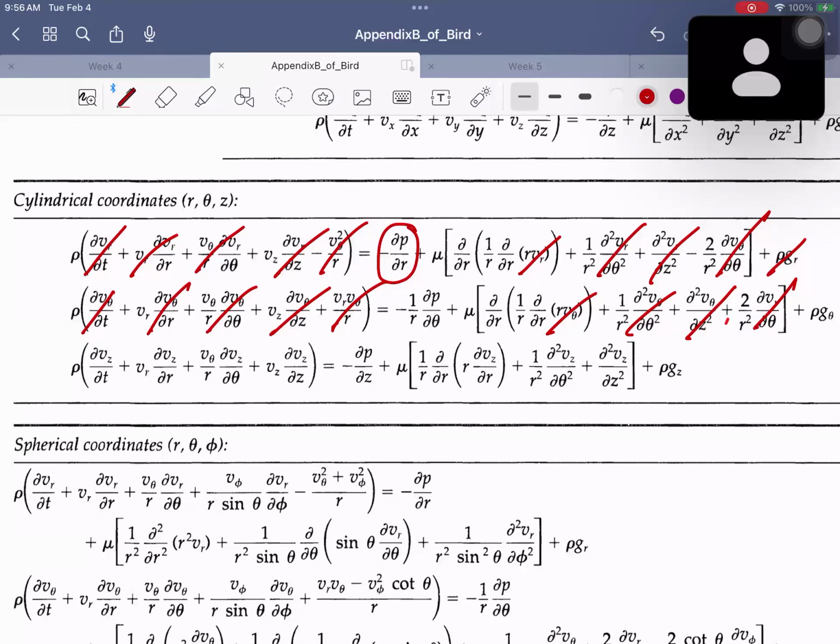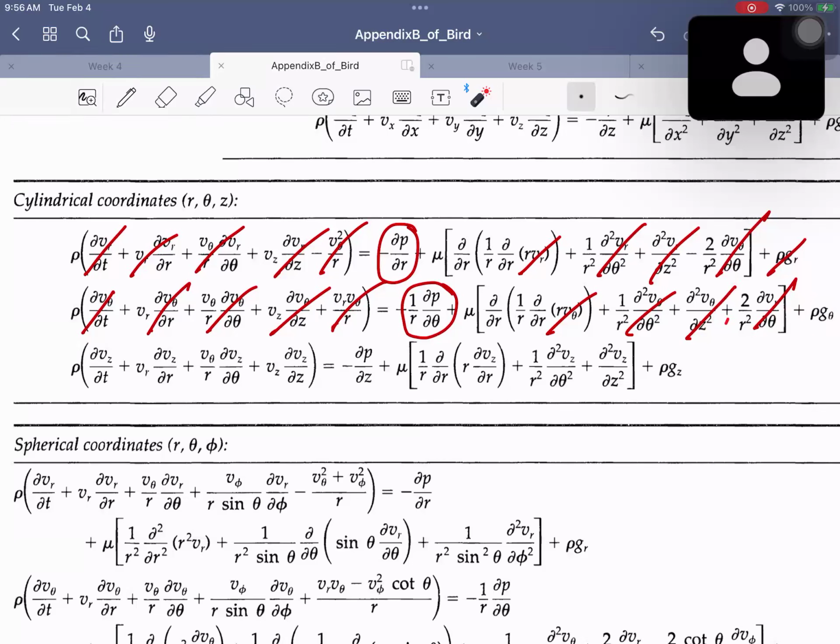Next is the theta direction. Does pressure change in the theta direction, in any angle? If you're not sure, just leave it. Do we have gθ?